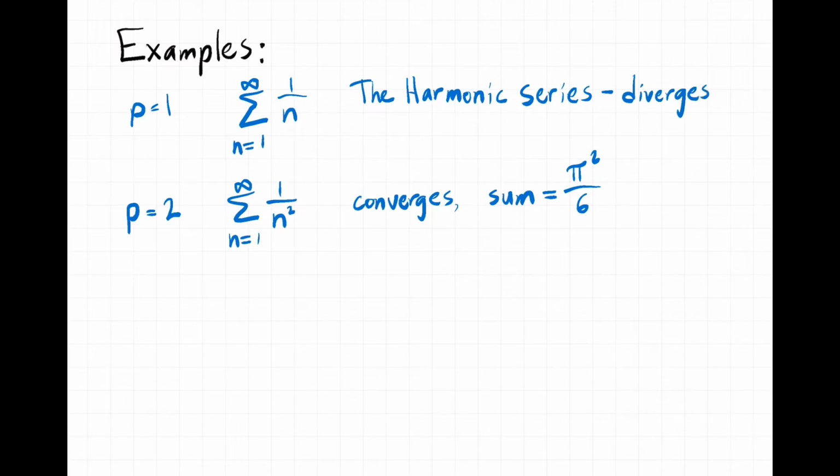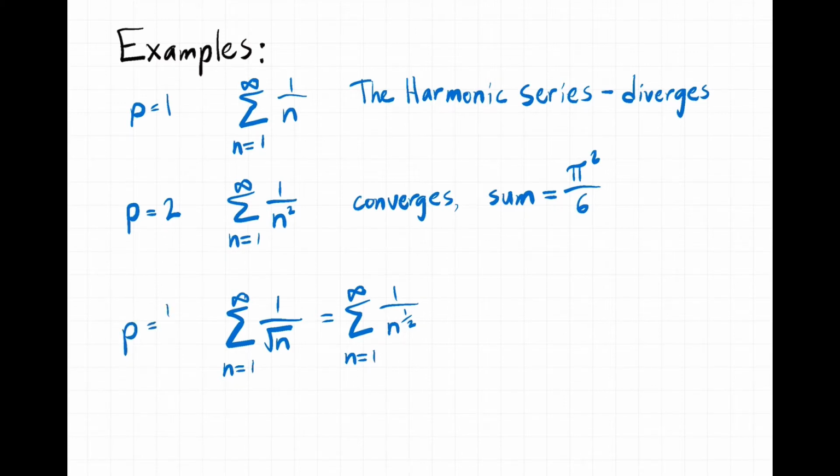Here's another one. What about the sum as n goes from 1 to infinity of 1 over the square root of n? Is that a p-series? Well, yes, it is, because this is the same thing as the sum as n goes from 1 to infinity of 1 over n to the 1/2 power. So this is a p-series with p equal to 1/2.